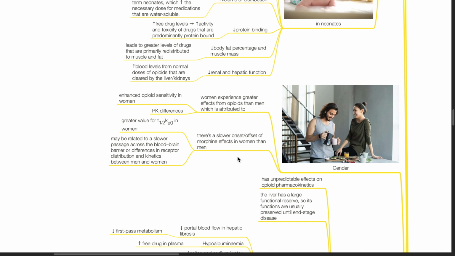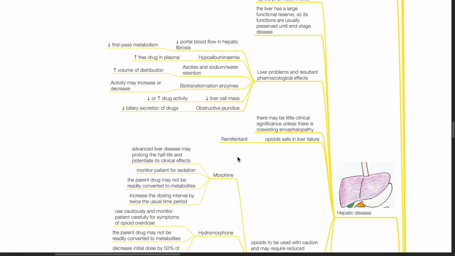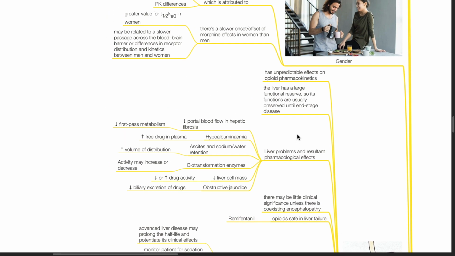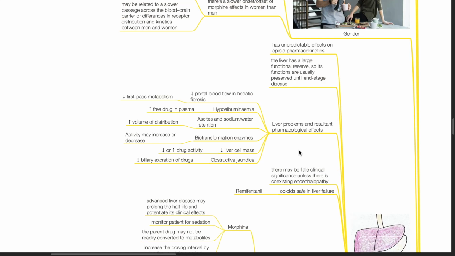Hepatic disease. Hepatic disease has unpredictable effects on opioid pharmacokinetics. The liver has a large functional reserve, so its functions are usually preserved until end-stage disease. Liver problems and resultant pharmacological effects.